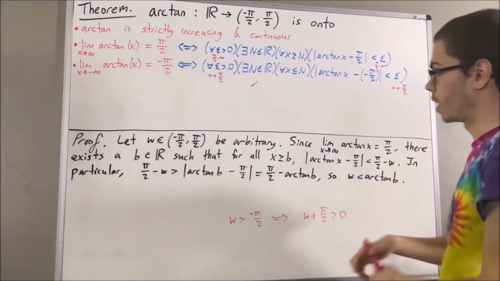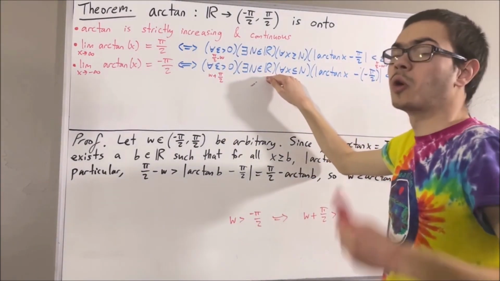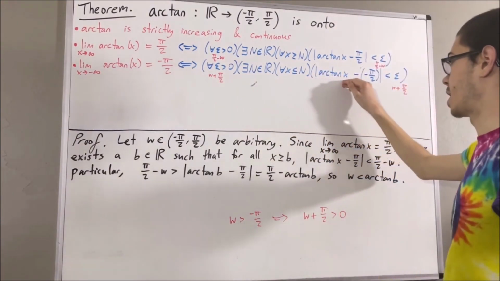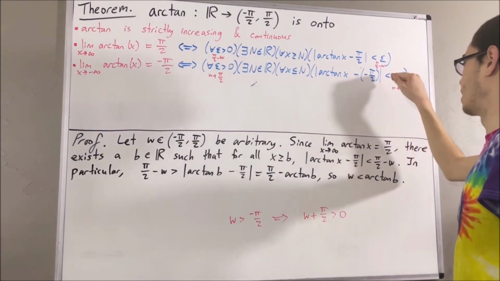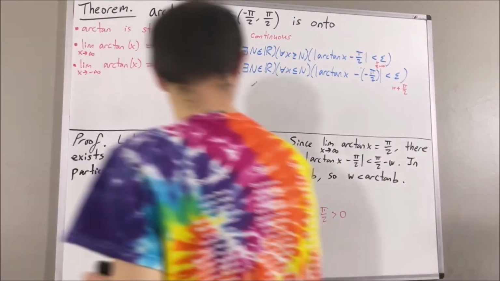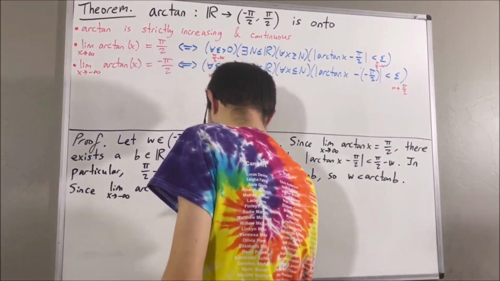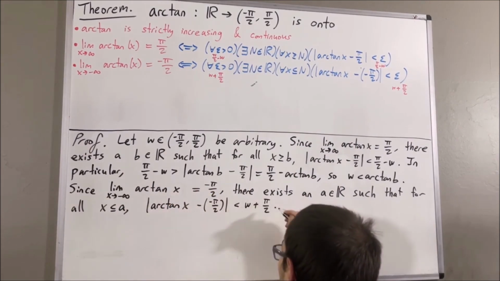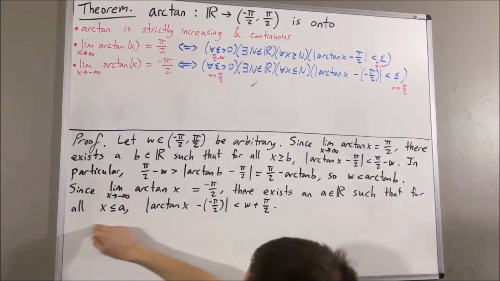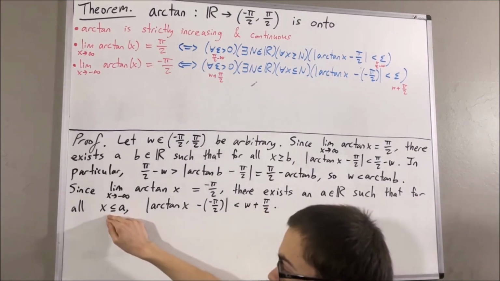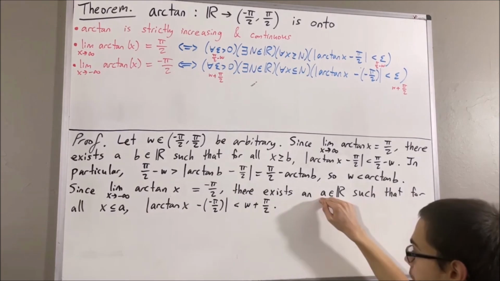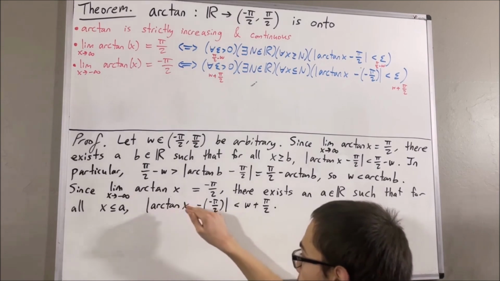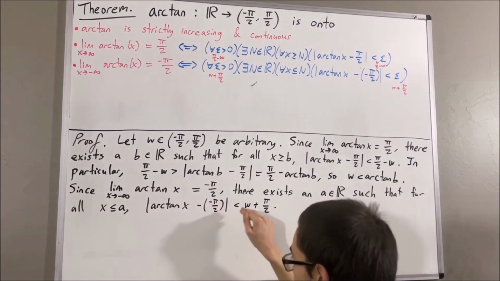And if we do that, well then, there exists a real number I'll call a, such that for all x less than or equal to a, the absolute value of arctangent of x minus negative pi over 2 is less than w plus pi over 2. And this statement works for all real numbers less than or equal to a. So in particular, it must work for a. So taking x to be a, we have that the absolute value of arctangent of a minus negative pi over 2 is less than w plus pi over 2.